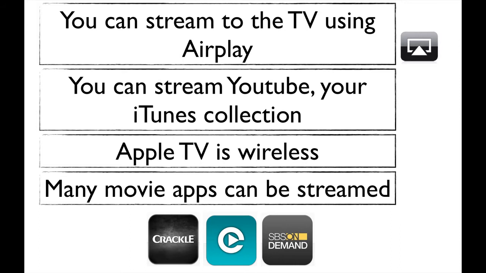You can do it with YouTube. So any YouTube video, if you've got an Apple TV, you can watch the YouTube video on your TV. Your iTunes collection of video. Many movie apps, so Crackle, and the ABC iView and the SBS On Demand can be projected onto a TV using an Apple TV. That's the intermediary device. You've got to connect an Apple TV to your HD TV through an HDMI cable. It's just one cable. That's all. Change on the TV remote, you change the input to look at the Apple TV. Look at the links document for some more information on how to do it.